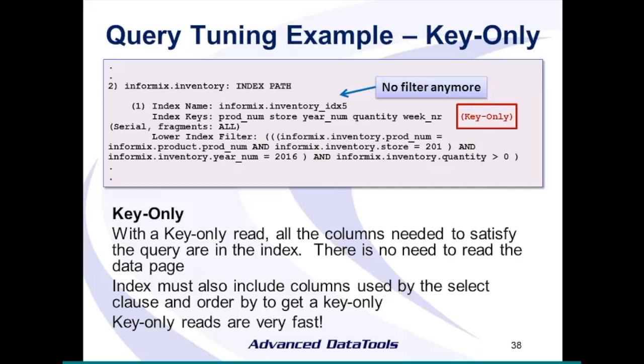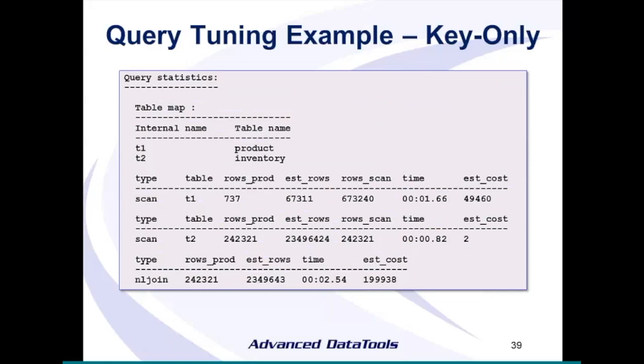So looking at the query plan now, we see there is no filter anymore because we've moved quantity into the index. And we see it's a key-only scan, and we see all the conditions here. So this is looking good. Now let's look at the query statistics to see if it actually helped at all.